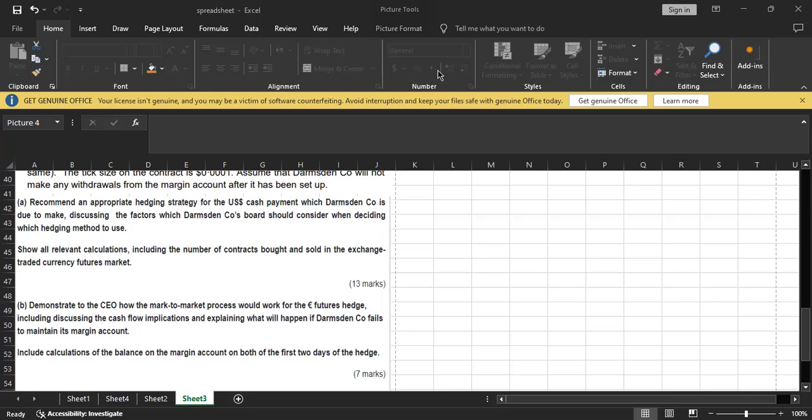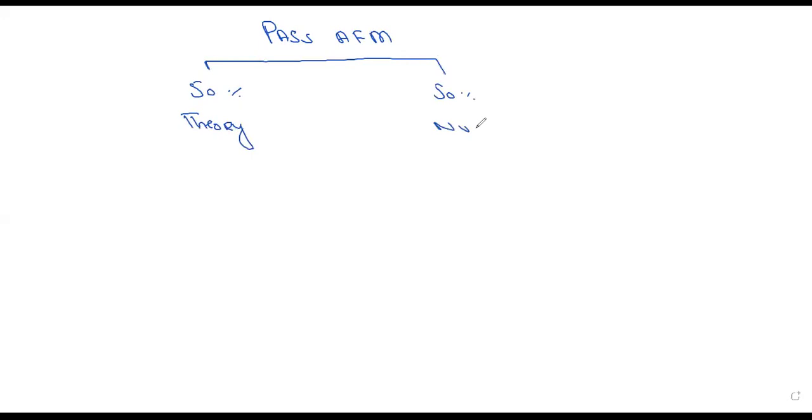everyone should keep in your minds that if you people want to pass this paper, guys, one thing which is very, very important, what is that? If you want to pass the AFM, nowadays the examiner is testing 50% theory and 50% numericals.